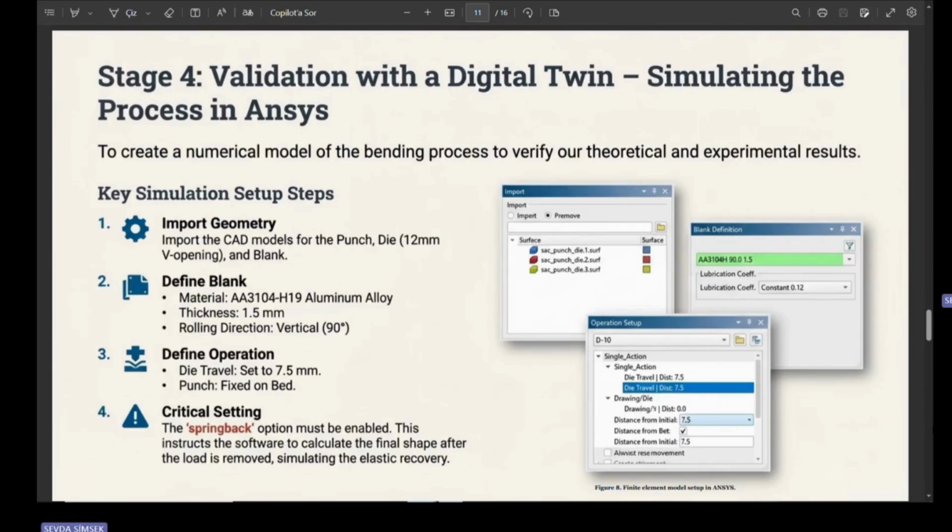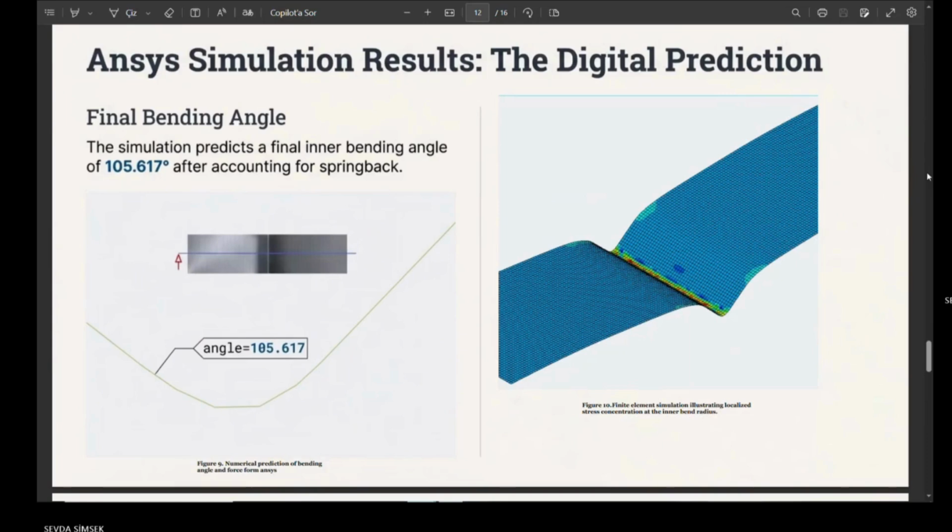In the final stage, the bending process was numerically modeled using ANSYS. The purpose of this step was to validate the experimental results and to evaluate the repeatability of the process. In the simulation, material properties, rolling direction, and springback settings were carefully defined. The final inner bending angle obtained from the simulation was calculated. During the calculation, the alignment of the selected measurement points and the direction of point selection are critical. Otherwise, an accurate angle value cannot be obtained.